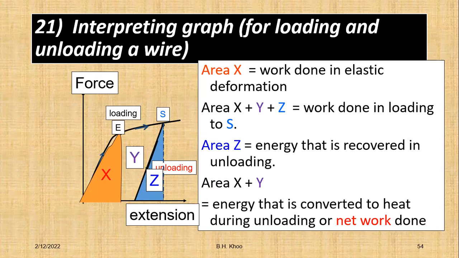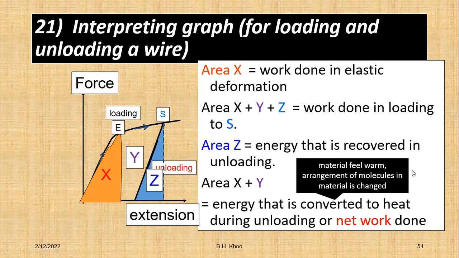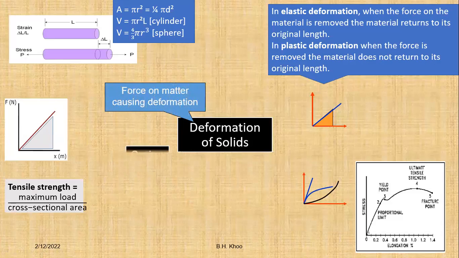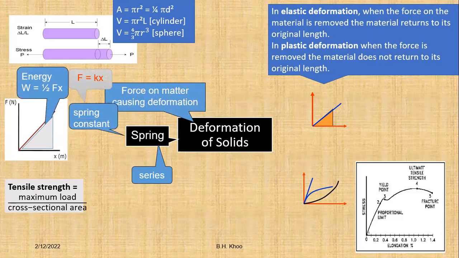That means it has done work on the molecules of the material inside there. How do we know? We touch an object like rubber, you feel warm. So that's energy converted to heat during unloading, or net work done. Right? Areas X and Y are the net work done. Okay, so net work done is converted to heat. That's why when we touch the rubber object and stretch it, it becomes warm. Right? Because something internal has changed in the molecules there. Okay. All these formulas you need to remember.